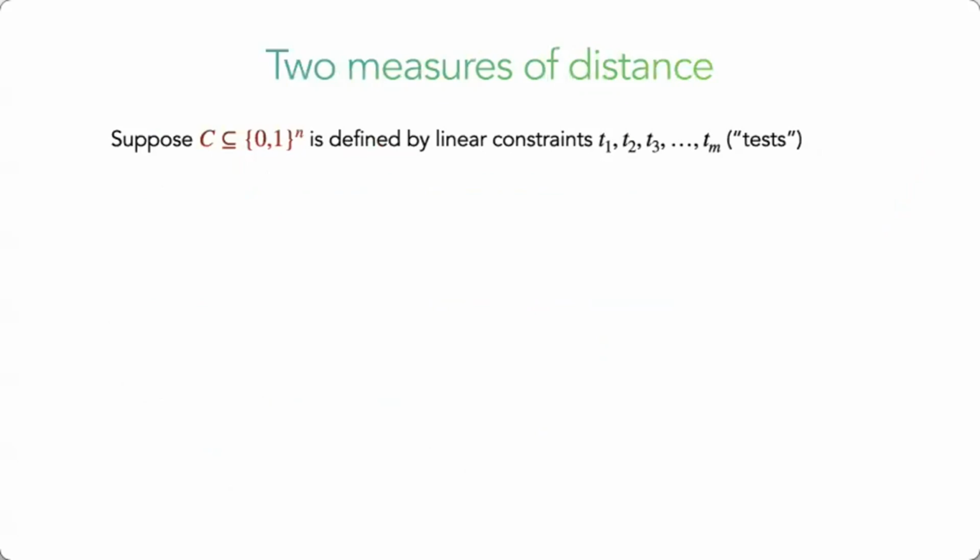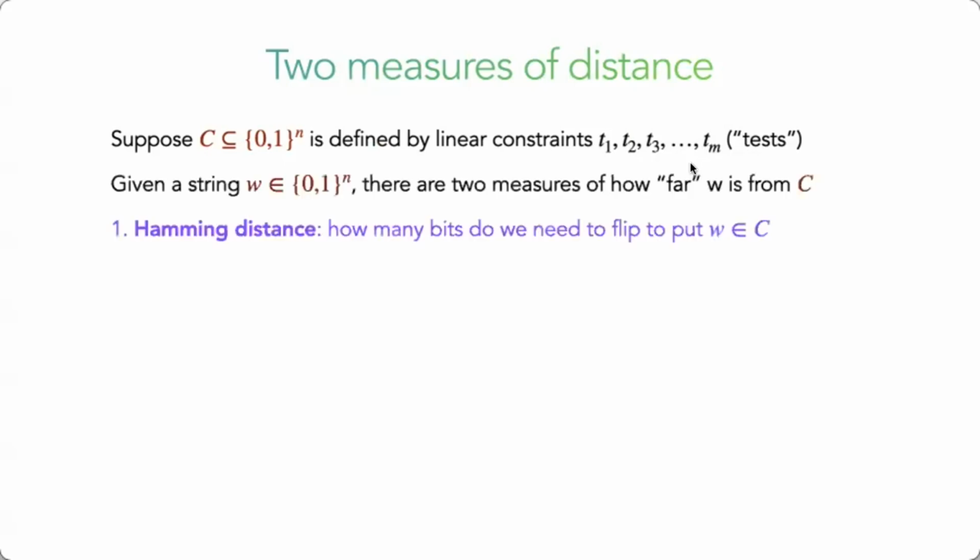Now, let me just tell you another way to think about local testability. So you have a linear subspace C, and it's defined by some linear constraints, T1 to Tm. It's the subspace of all strings that are orthogonal, that have inner product 0, with this bunch of test vectors. Then there are two ways you can measure distance from C. One is the natural way, the Hamming distance. When you're given a string, how far is it from C? It's just how many bits you need to flip to make it in C, the smallest number of bits you need to flip. That's the Hamming distance.